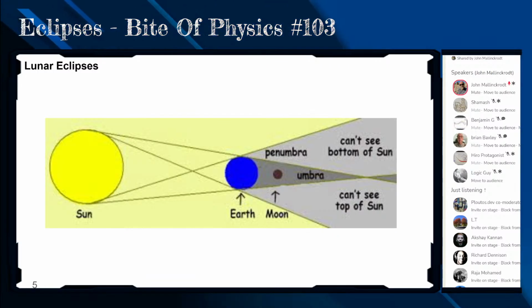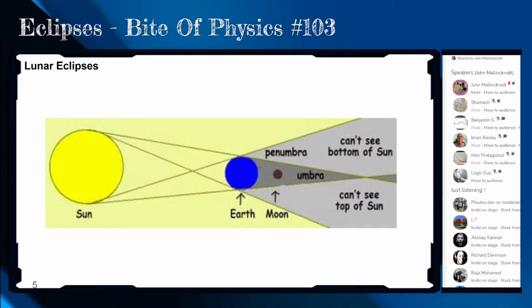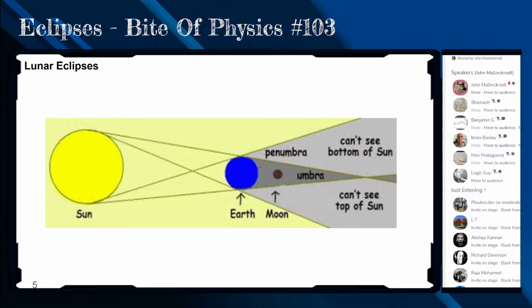Okay, so anyway, the idea of the penumbra there and the umbra. And the umbra is the place to be for a total eclipse. It's easy, as we'll see in a moment, for the moon to be in the umbra of the Earth because the umbra is way bigger than the moon. So the entire moon can be in the umbra of the Earth. That'll be the next slide.